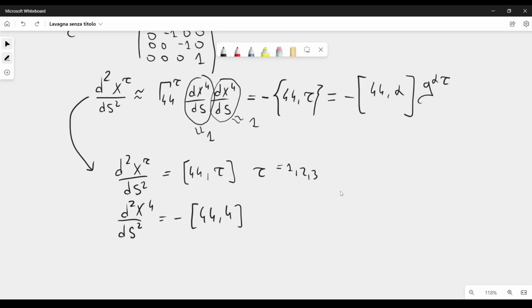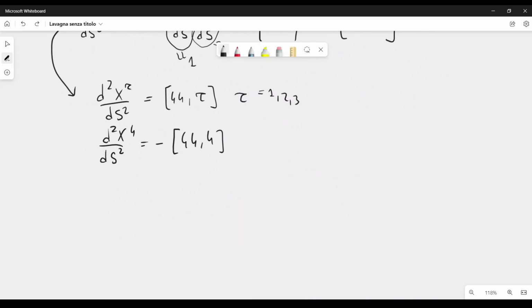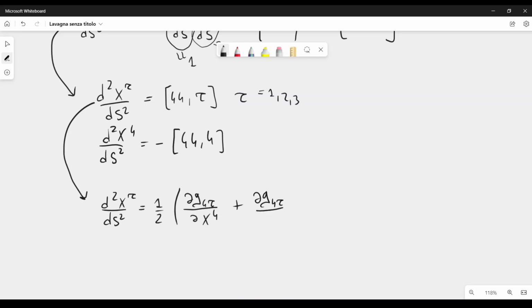Now, let's rewrite this equation here. d squared x tau with respect to s squared is equal to, let's substitute for the definition of the square bracket. This is 1/2. Then we have the derivative of g for tau with respect to x4 plus derivative of g for tau with respect to x4. They're the same term. These two are equal. Then we have minus dg for 4 with respect to x tau.